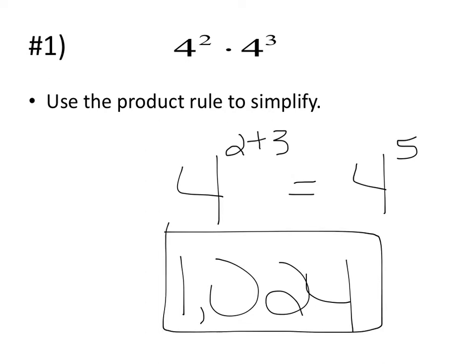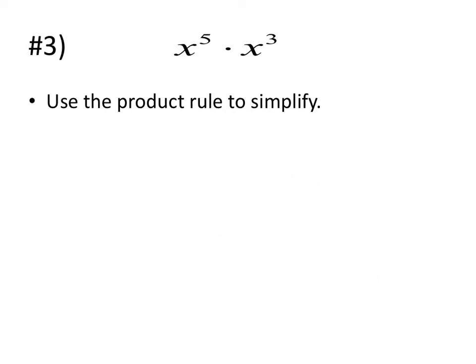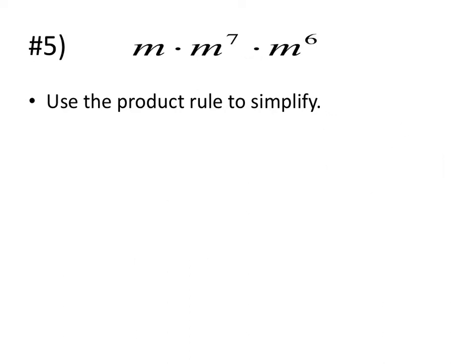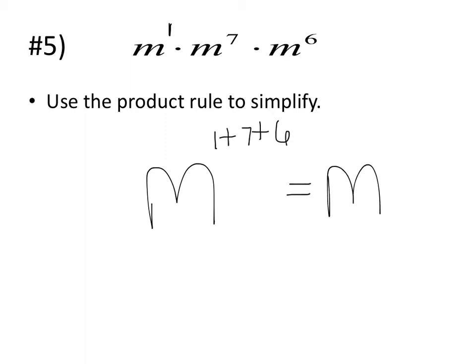Okay? So next we have x to the 5th times x cubed. Again, if you have like bases and you're multiplying, you add the exponents. So it's x to the 5 plus 3, which is just x to the 8th. That's all you can do on that one. So here, if you have like bases, which we do, m and m, you add the exponents. So first give yourself your first power there so you don't get confused. So your like base is m, and you've got 1 plus 7 plus 6, which is m to the 14th.